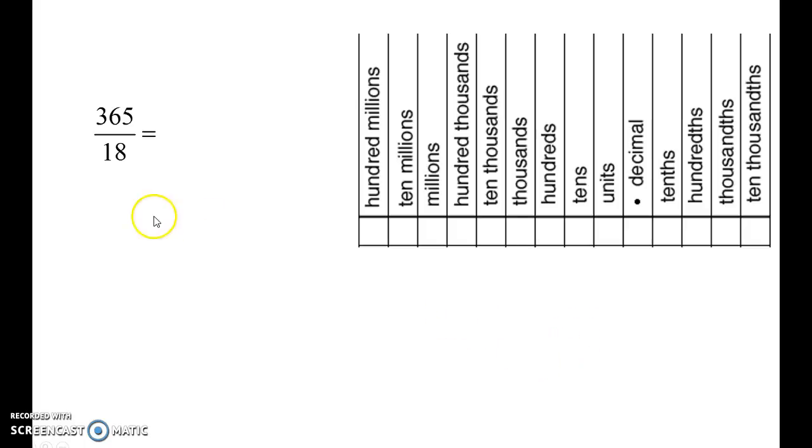Okay, so let's say that you've done your work and you get down to the step where you've got 365 divided by 18. And the question asks you to round your answer. Well, if you take 365 and divide by 18, you get 20.2777, where the 7 repeats. Okay? Here is a place value chart.